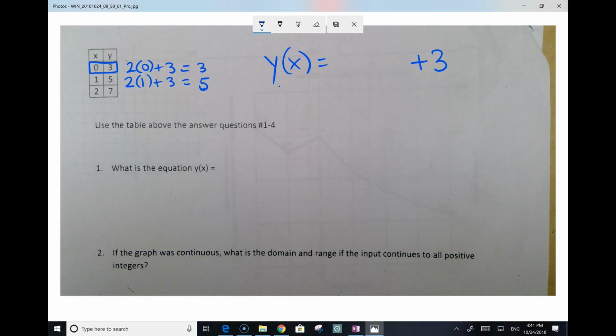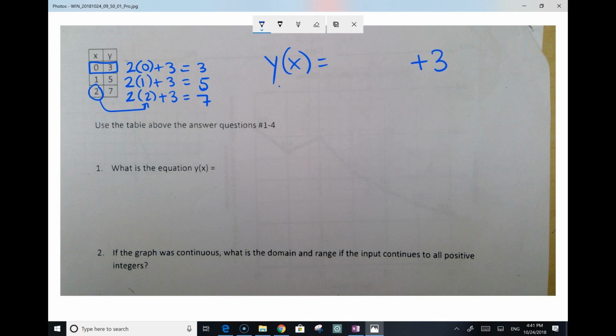So here I go. If I take my 3rd input, which is a 2, I'm going to drop it in right there. If I multiply it by the 2, and then I add 3 to it, would I get 7? Let's see, 2 times 2 is 4, and 4 plus 3 is 7.